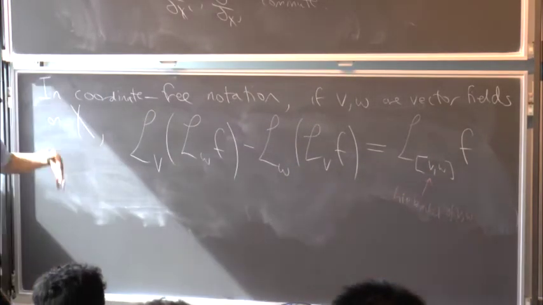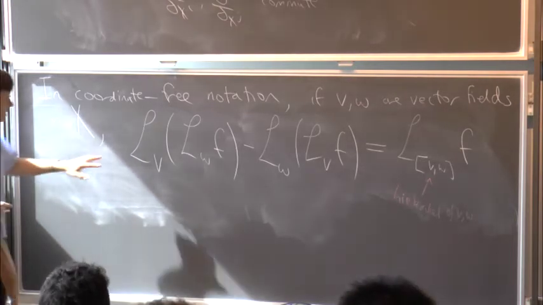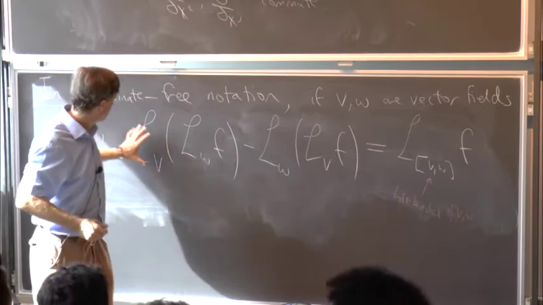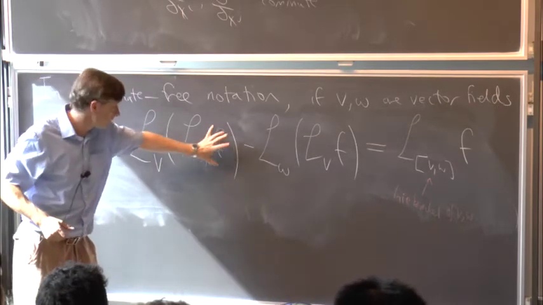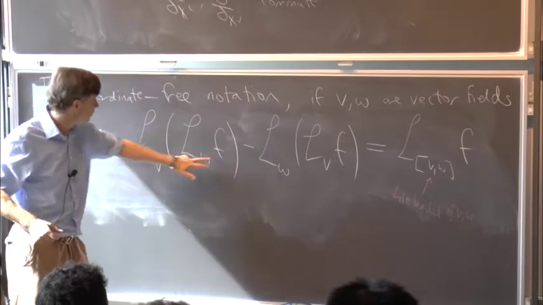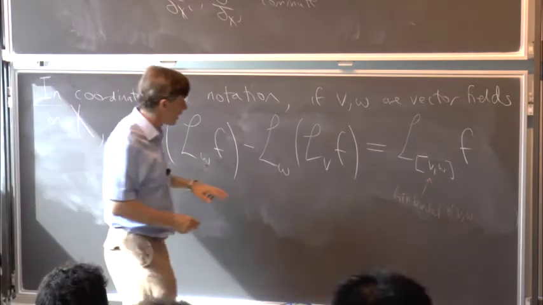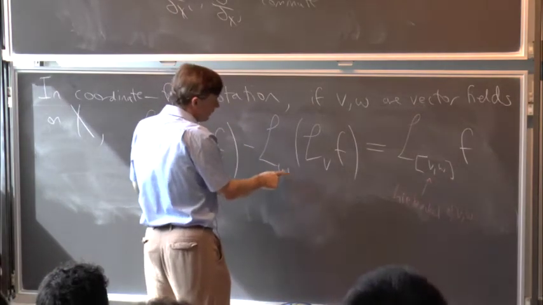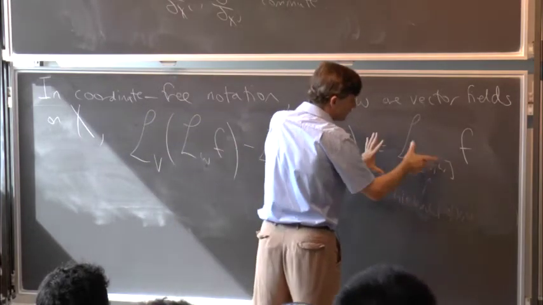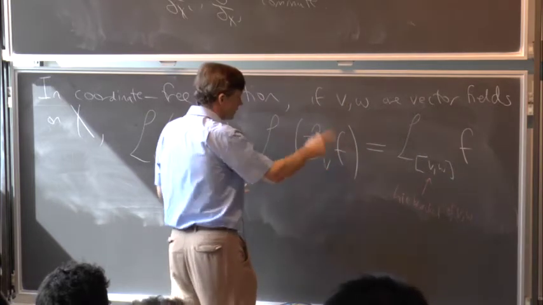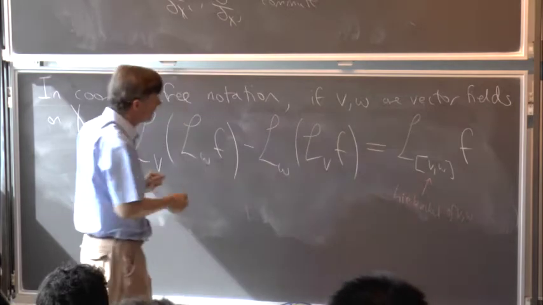You can check this just by using the formula for the Lie bracket of V and W here. What's really going on is that this derivative involves the second derivative of f, but it also involves the first derivatives of f and the derivatives of W in the direction V. And this thing again involves derivatives of V in the direction W. So this term on the right is encoding the bits which are first derivatives in f and first derivatives of V and W in directions W and V.